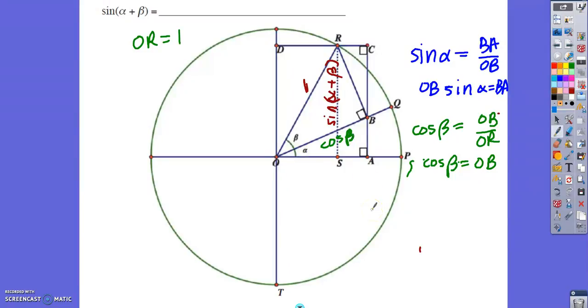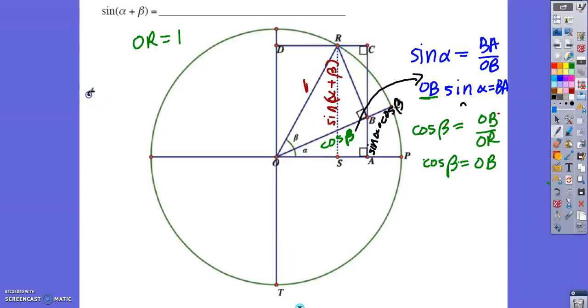I'm still looking for AB. Let me think about, oh wait, here I am. OB right here, I figured out as cosine beta. And so that makes AB, this little side right here, sine alpha times cosine beta, because OB is cosine beta. So I know that length. That's pretty cool. I found one of the two lengths I need.